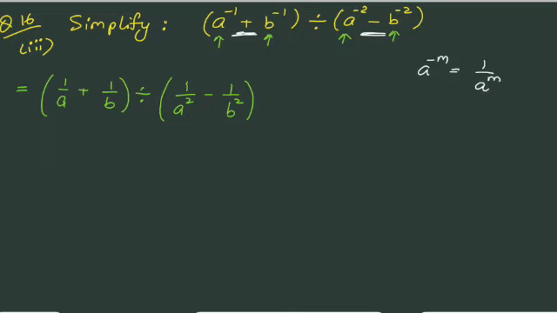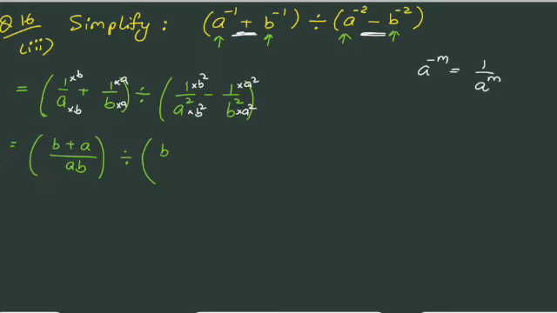So in the first bracket LCM will be AB. So you need to multiply here B, you need to multiply here A. So your first bracket is B plus A upon AB divided by, again LCM in the second bracket, multiply B square to the first term, A square to the second term. So B square minus A square upon A square B square or B square A square.